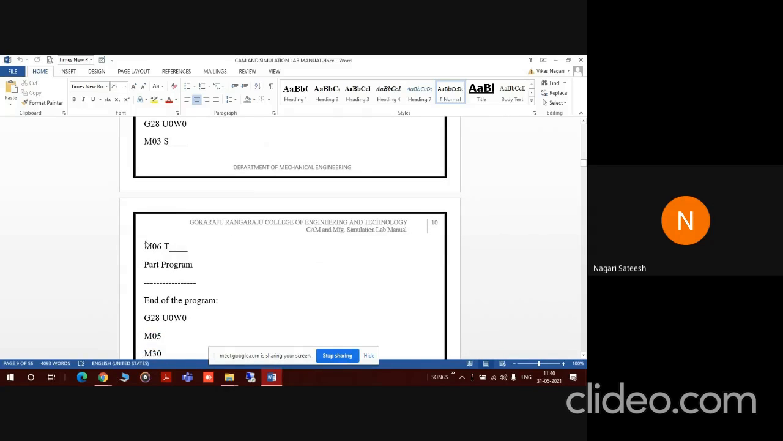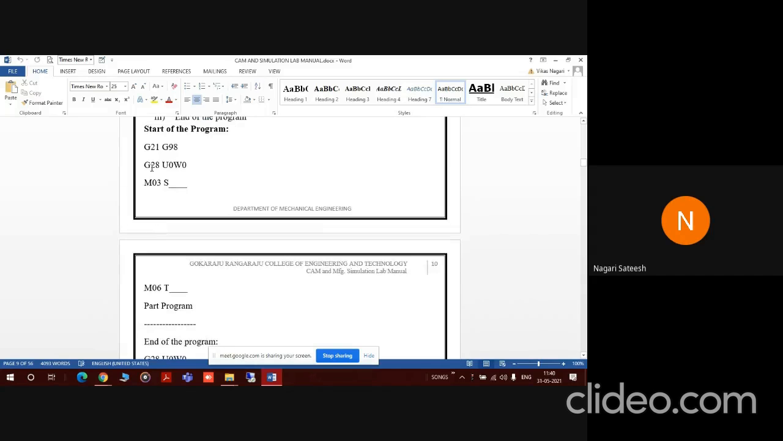The fourth statement is M06, a tool change, and T followed by a number is given. That number indicates the tool number in the turret, and that tool will be in action. So these are the four statements used in the start of the program.